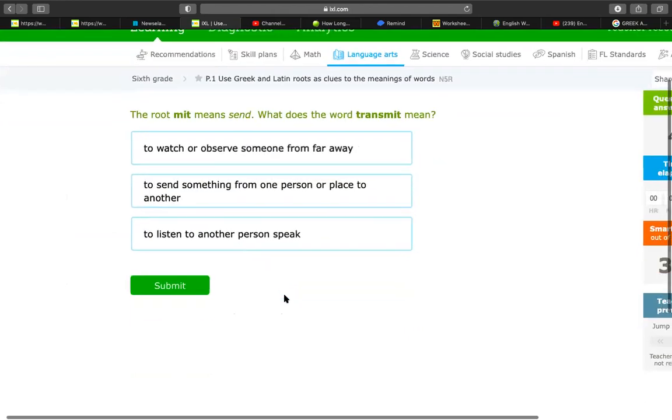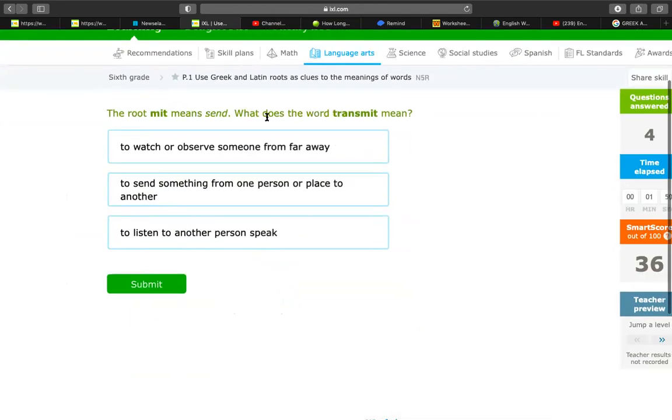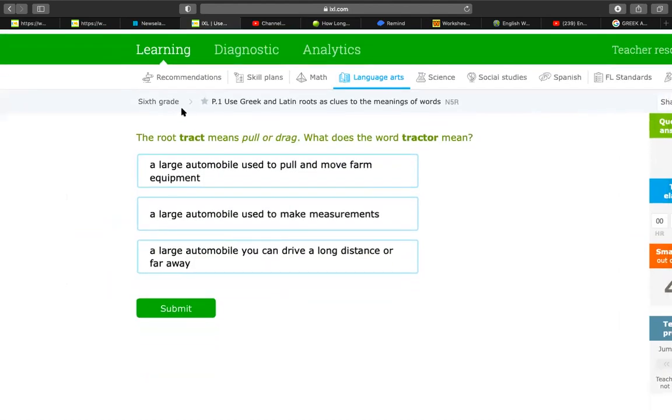Next one, mit. Mit means to send. What does the word transmit mean? To watch or observe someone from far away, to send something from one person or place to another, or to listen to one person speak. Yeah, to send something. B, to send something, okay? Terrific. The root tract means pull or drag. What does tractor mean? A large automobile that pulls and moves farm equipment, a large automobile that makes measurements, or a large automobile that can drive long distances? First one. Yeah, A, very good.